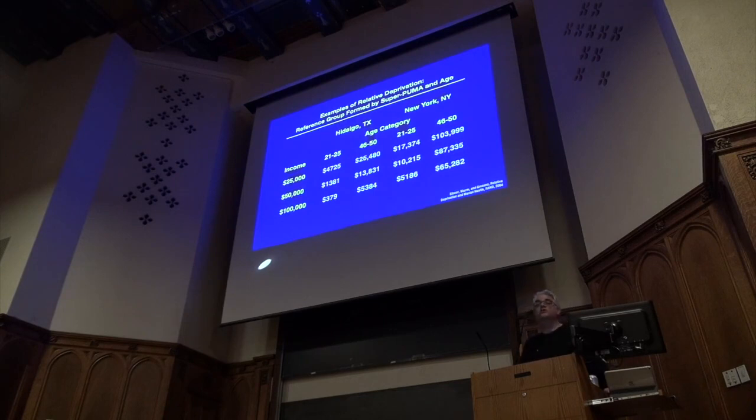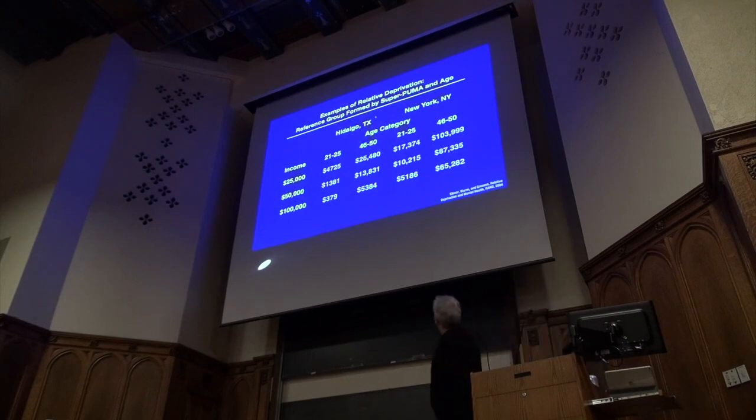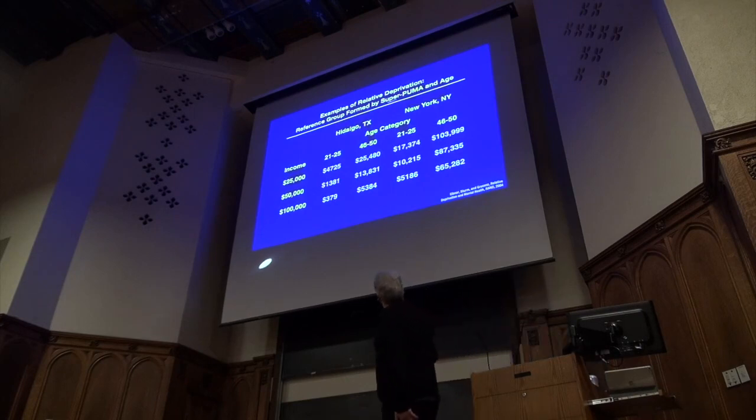Now, here are some examples giving the relative deprivation for people with different incomes and with reference groups chosen according to where they live and their age. The reference group is formed by people who, let's say, live in Hidalgo, Texas, or in New York, and their age category. So here are the incomes. If you're 21 to 25 years old, and you earn $25,000, if you're in Hidalgo, you're relatively deprived by $4,725.